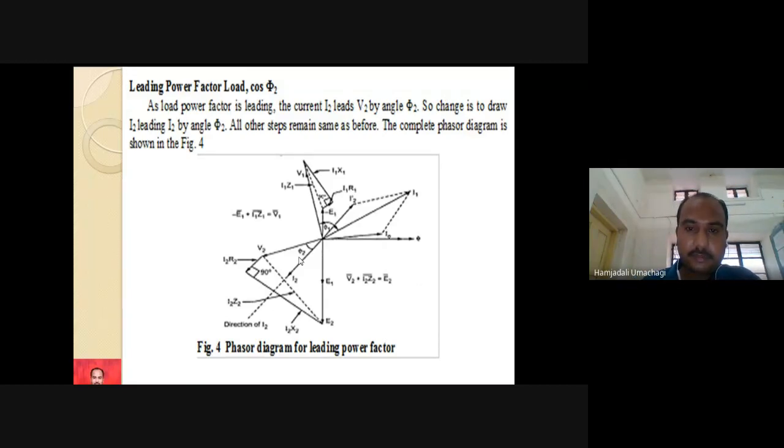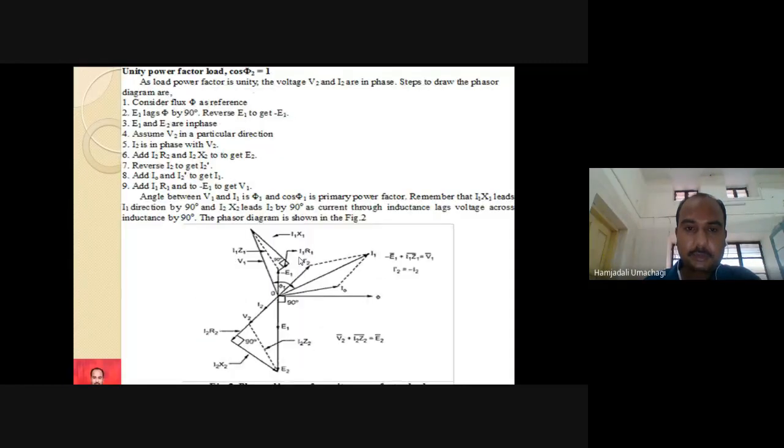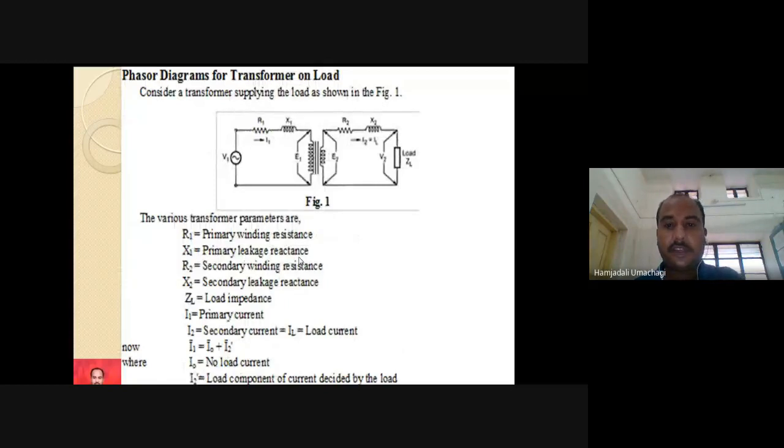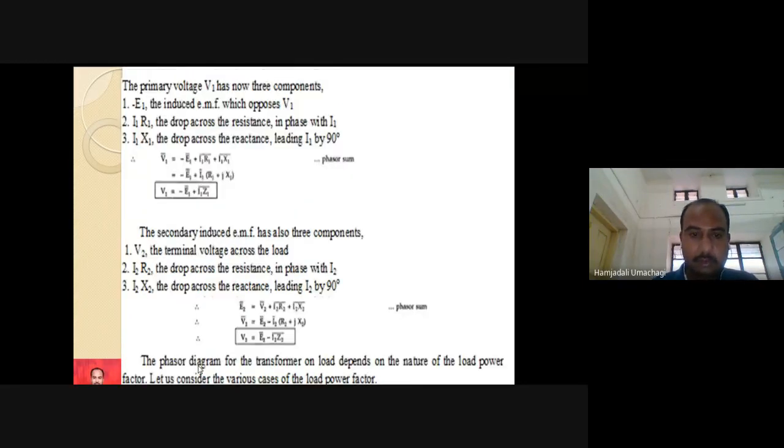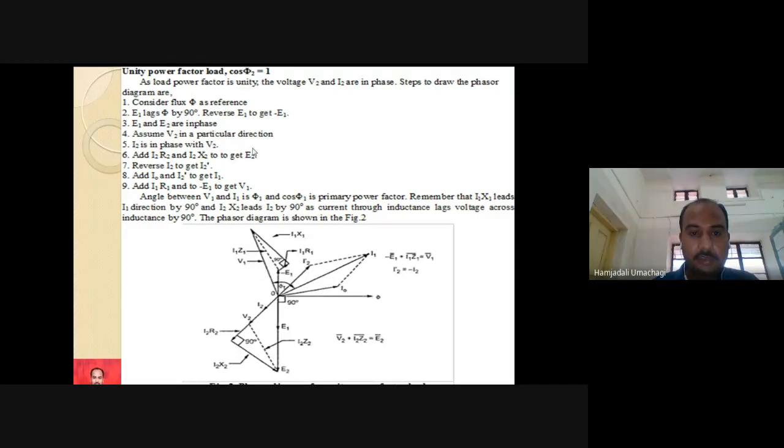So this is one of the important questions which will be repeatedly asked in the exam. In the examination, the question will be like, draw the phasor diagram of a transformer on load for leading, lagging and unity power factor load. If that is the question, first you should draw this circuit diagram, then write all these parameters. Followed by that, write the KVL equation on the primary side and the KVL equation on the secondary side, and for these KVL equations, you need to draw the phasor diagram.